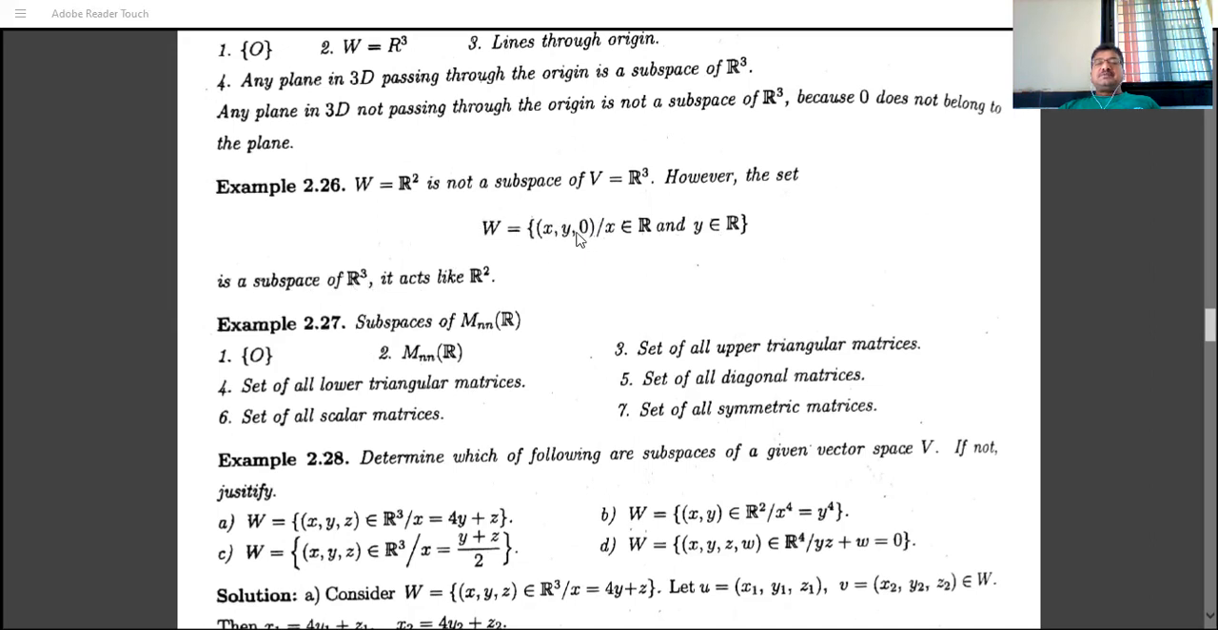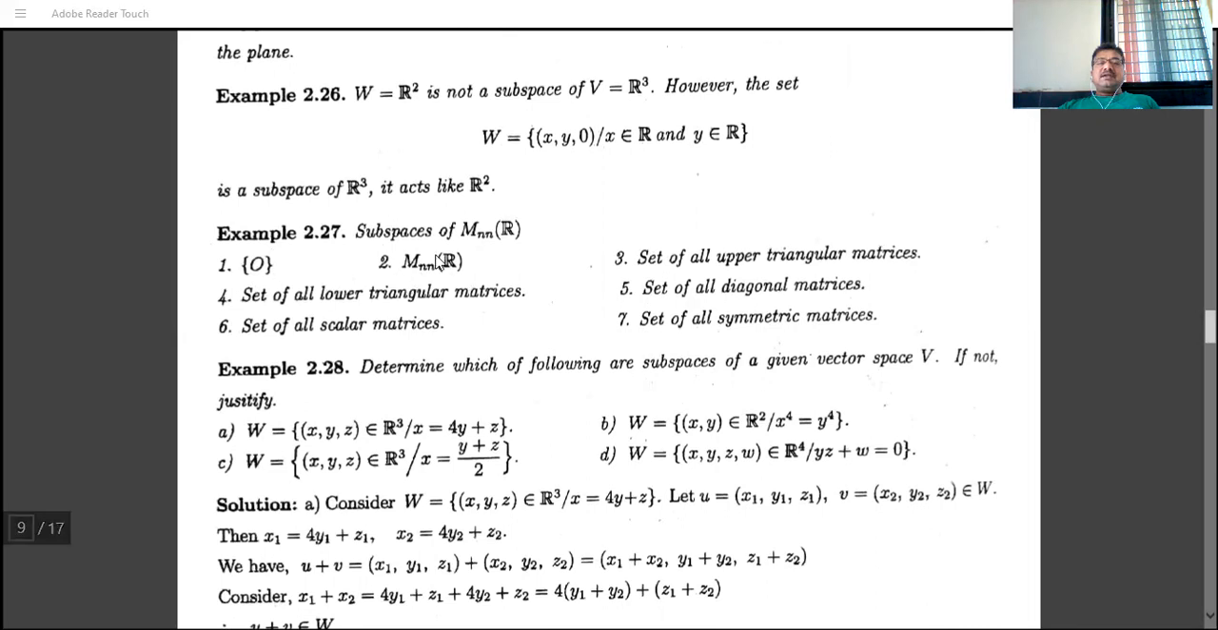That is, take 2 elements from W. Suppose u bar is x1, y1, 0 and v bar is x2, y2, 0, and these are elements of this W. Then u bar plus v bar is the 3 tuple x1 plus x2 comma y1 plus y2 comma 0, and is again an element of W. And if you take any scalar k and any element u bar as x, y, 0, then k into u bar is kx, ky, 0, which is again an element of W. So we can show the 2 conditions, and that's why this W is a subspace of R3.